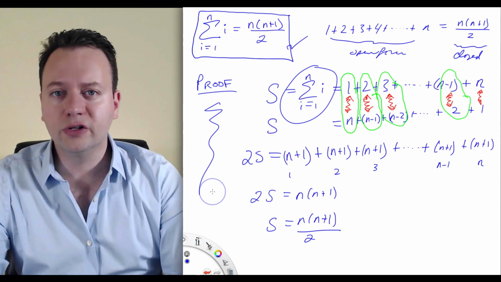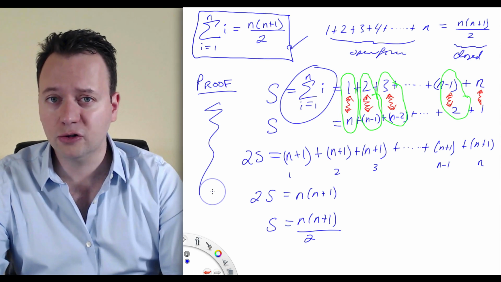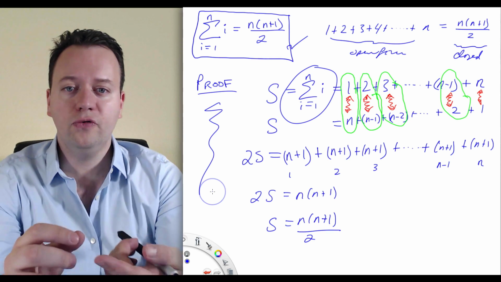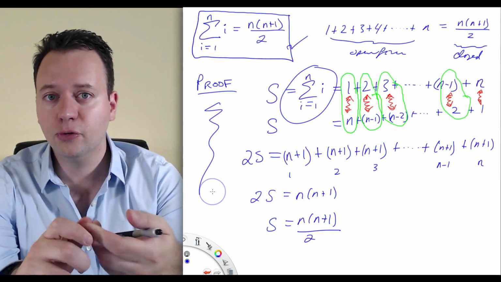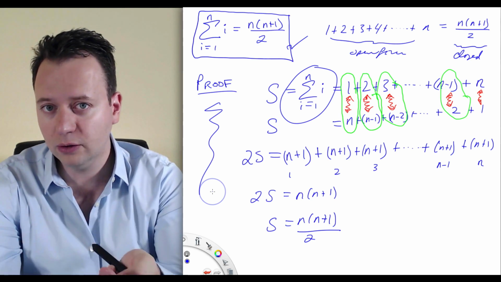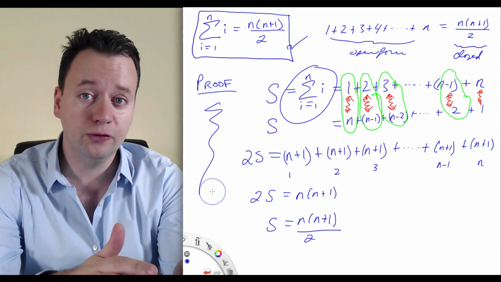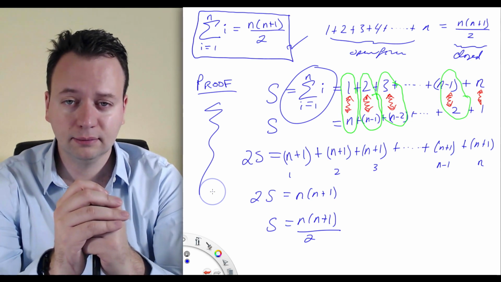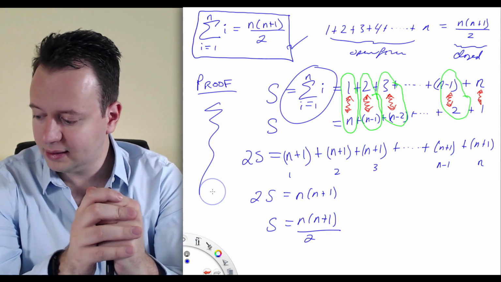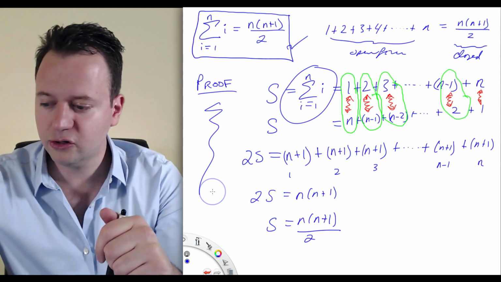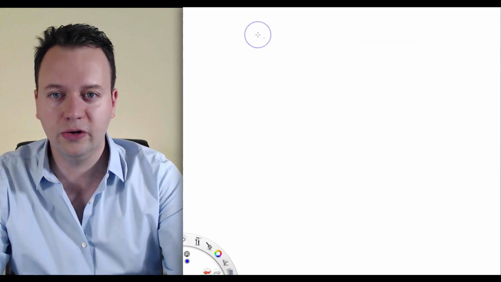Another way to prove this formula is using mathematical induction. So you can basically prove that this is true for n is equal to 1, and then second, prove that if it's true for n is equal to k, it must also be true for k plus 1. So that's an alternate way of proving that. And instead of proving this using mathematical induction, I'll prove a slightly more complicated one using mathematical induction.